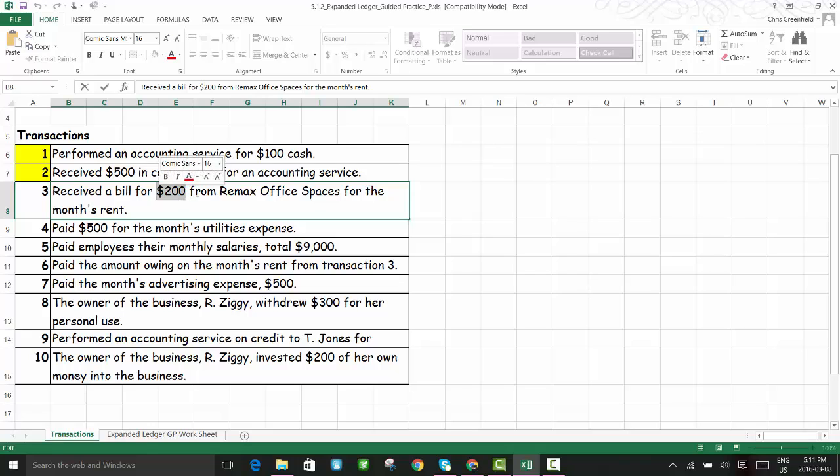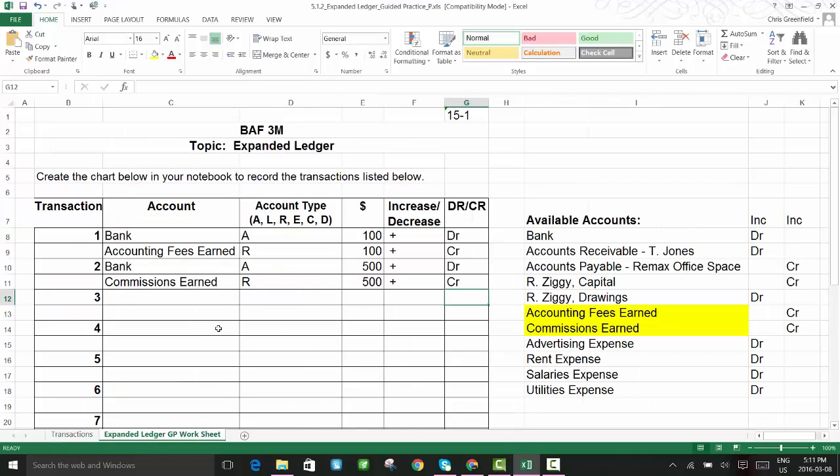So we now owe Remax office in the future this $200. So it sounds like an account payable to me. Then we're going to have to think about, and just keep this in mind for the moment, this idea of rent, what we're going to do with rent. Okay. So we're going to go to our worksheet here, and we look at our accounts. Just as we supposed, we have an account payable for Remax office space. So let's throw that in there.